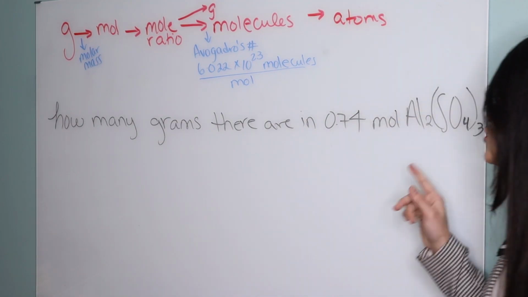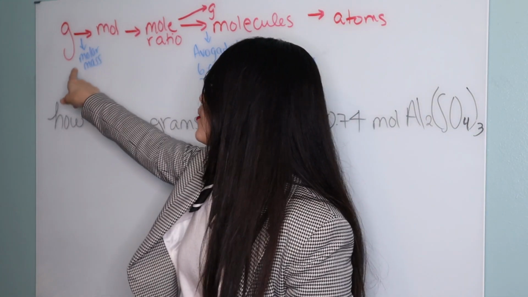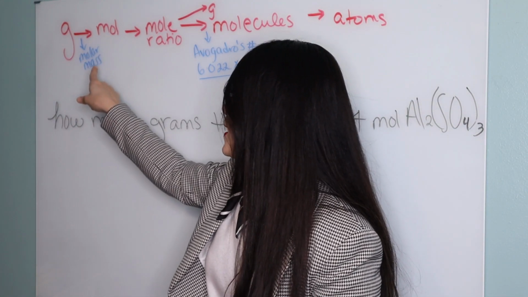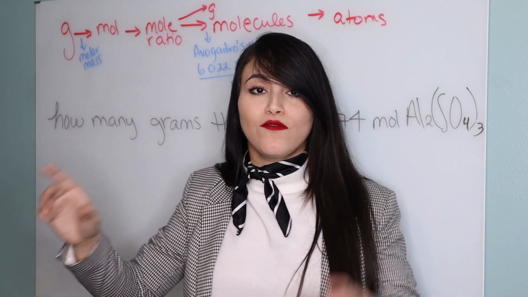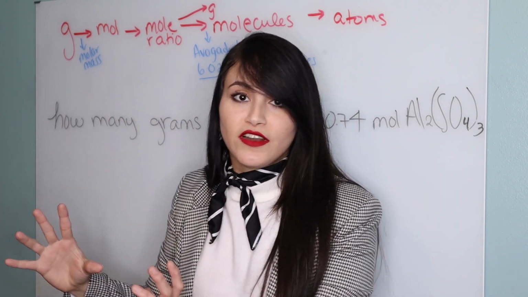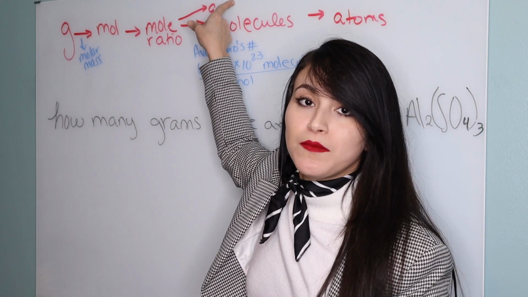Before we move on to the next question, let me introduce you to this chart right here. If we're going from grams to moles, you have to use the molar mass. The mole ratio you're going to have to use every time that we're going from one compound to another compound. Then for moles, you can go ahead and go to grams, same thing, using the molar mass.